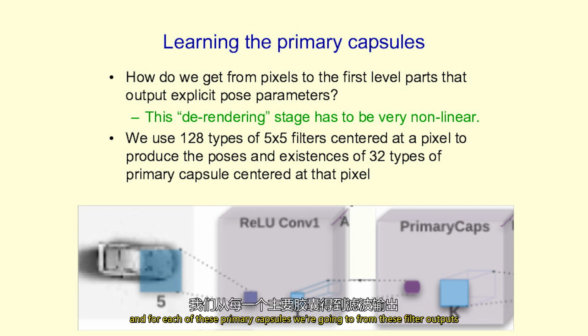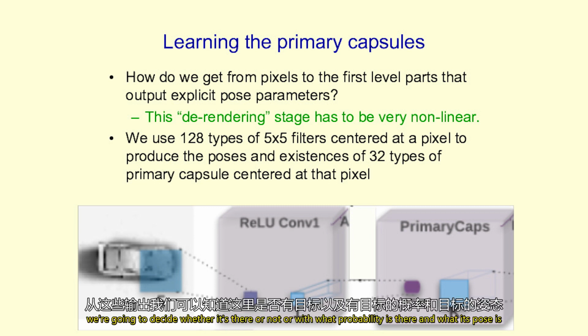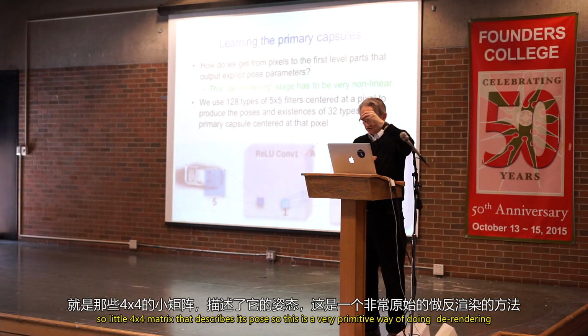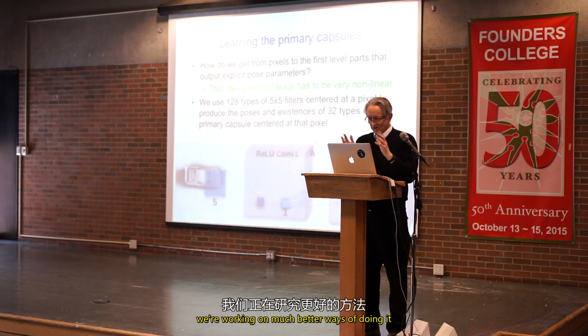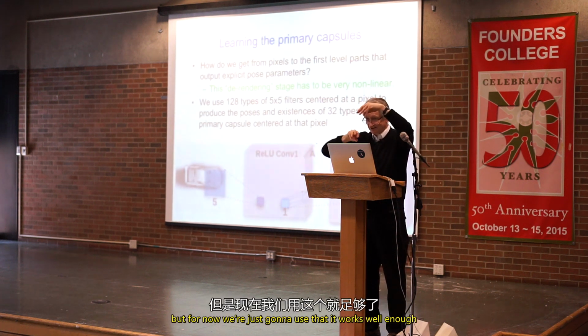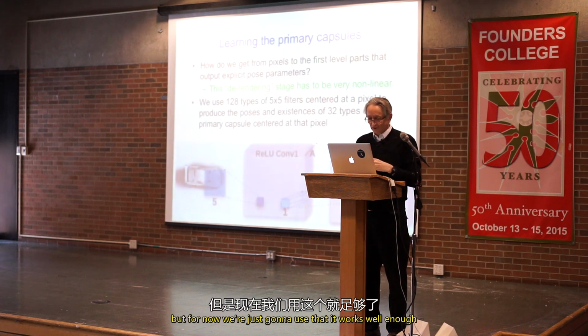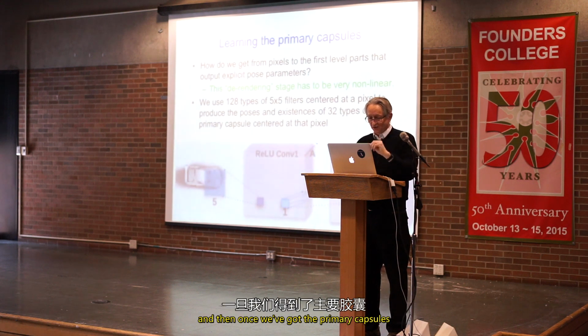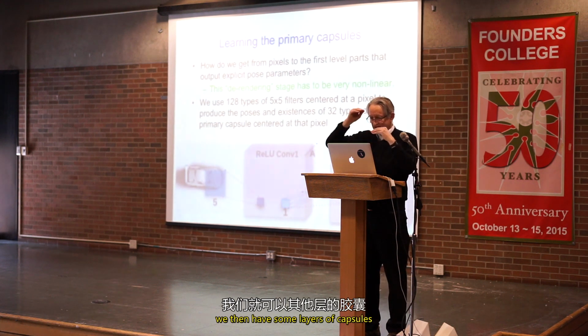For each of these primary capsules, from these filter outputs, we're going to decide whether it's there or not, or with what probability it's there, and what its pose is. So a little 4x4 matrix that describes its pose. This is a very primitive way of doing de-rendering. We're working on much better ways of doing it by actually taking a renderer and backpropagating through it to train a de-renderer. But for now, we're just going to use that. It works well enough. And then once we've got the primary capsules, we then have some layers of capsules.